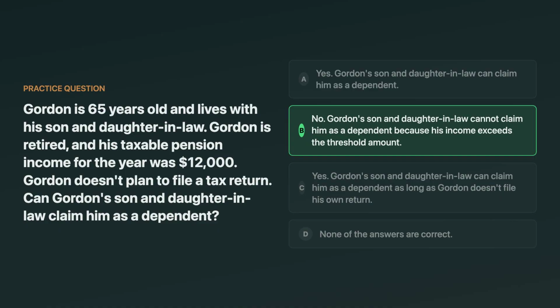The correct answer is no, because his income exceeds the threshold amount. For a qualifying relative, gross income has to be below the dependency threshold. Gordon has $12,000 of taxable pension income, so he fails that test. The tempting wrong answer is the one that focuses on whether Gordon files a return. Filing status doesn't fix the gross income test.